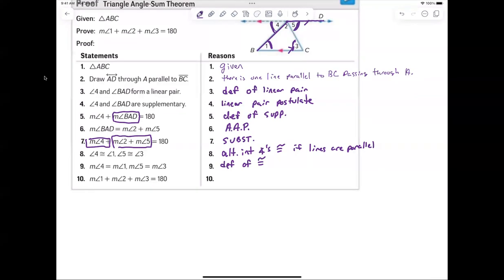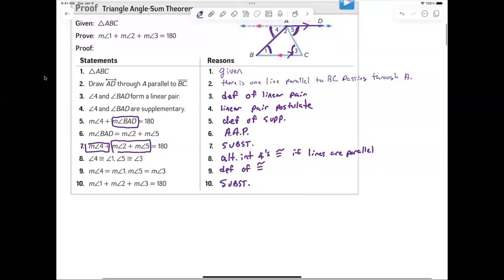No. It's what? Substitution. Yeah, we did. Now that proves that the angles of a triangle add up to 180. You hear what I'm saying, right? All I did here was look at angles 1, 2, and 3, correct? You see what I'm saying?